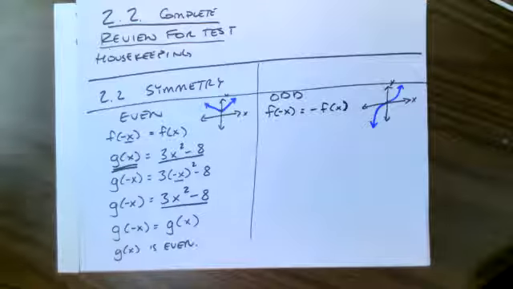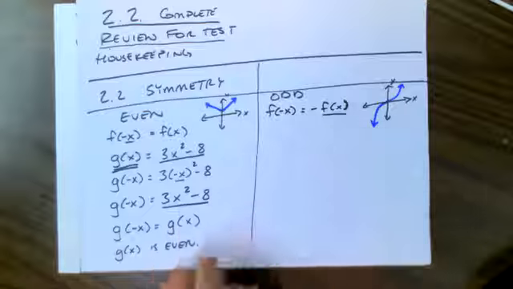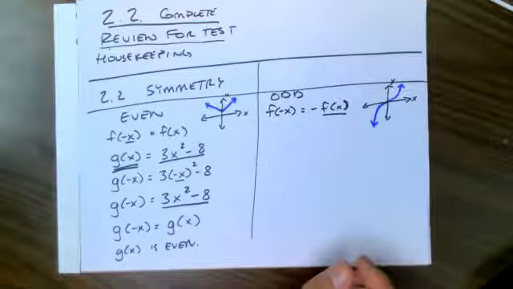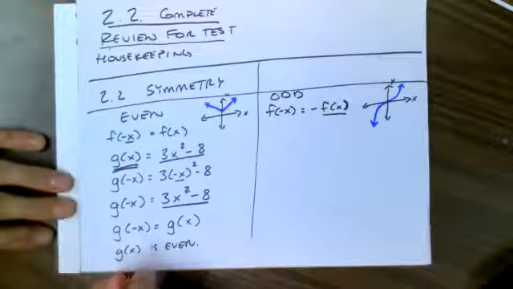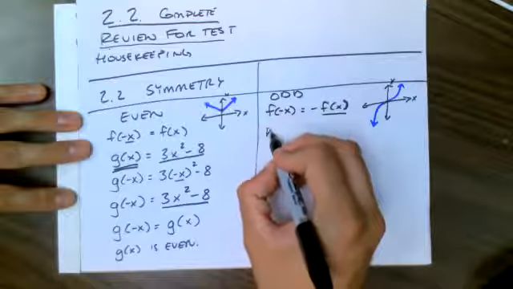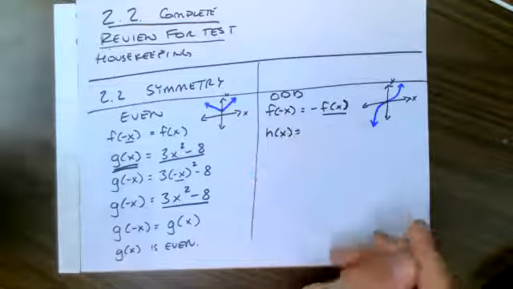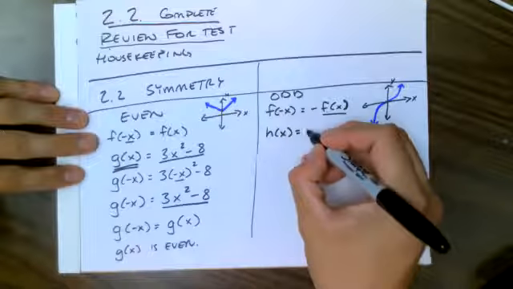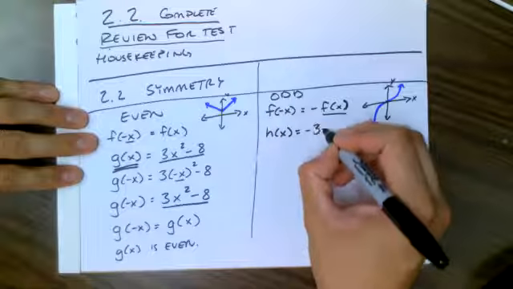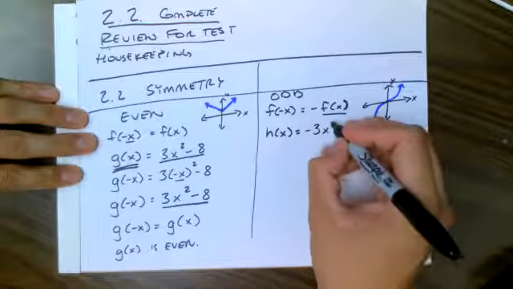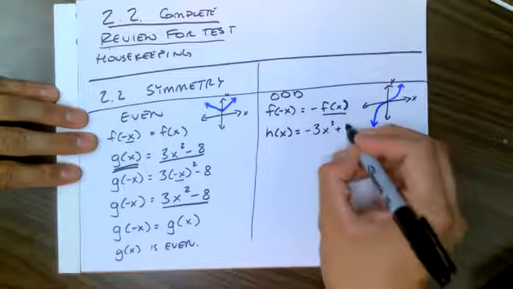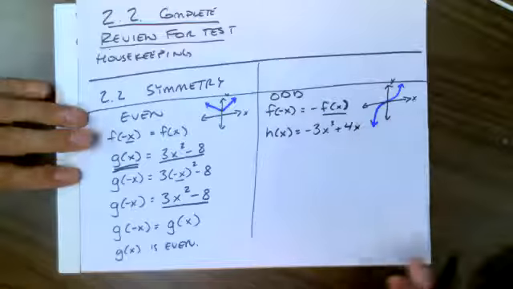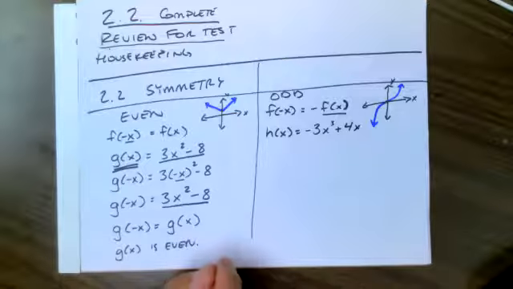So it's going to change all the signs of the original function. For an odd function, it just changes all the signs of the original function. So let's look at an example. If I had h of x, and I'll make one up that is odd. Let's say negative 3x cubed, plus 4x. So negative 3x cubed plus 4x.